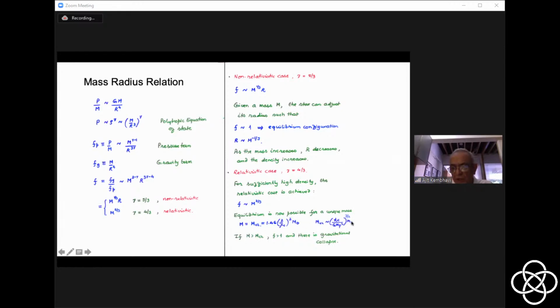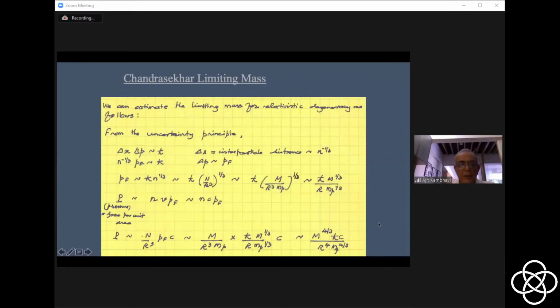Now, how do I get this value? There is a rigorous way of doing it, but I will now show you a very beautiful intuitive argument which leads to this Chandrasekhar mass. Right? So now let us look at this argument here.